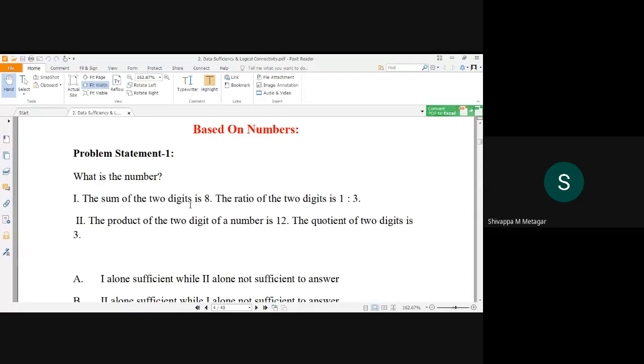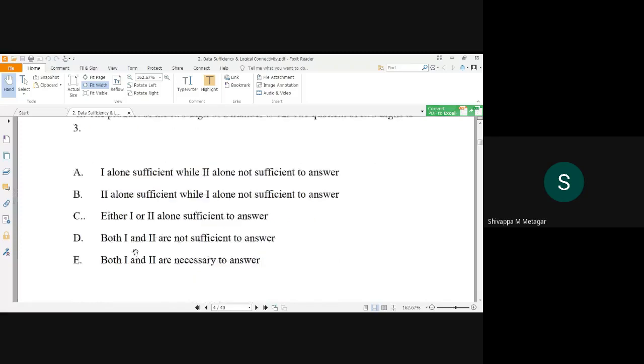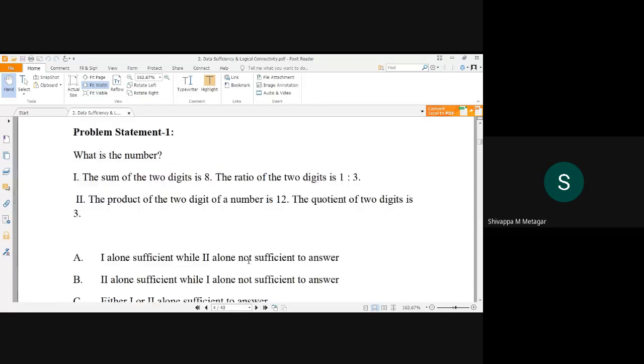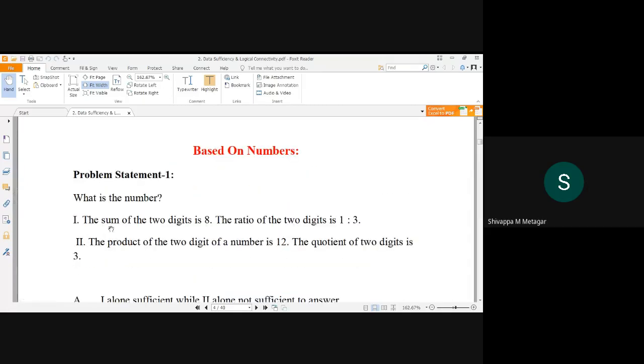For the answer, both statement 1 and 2 are sufficient to answer the question. Here they have given the options: 1 alone is sufficient while 2 alone is not sufficient; 2 alone is sufficient, 1 alone is not sufficient; or both 1 and 2 are necessary. Here independently we can answer the question.